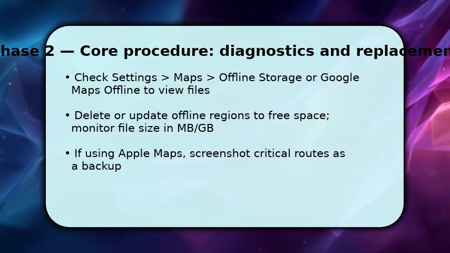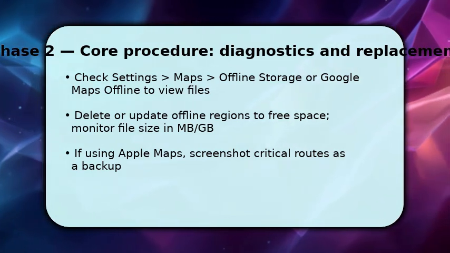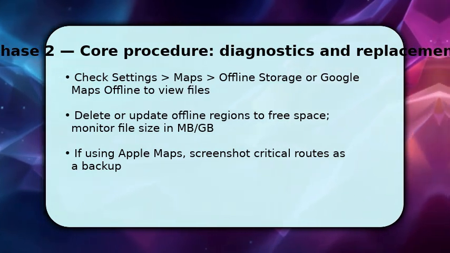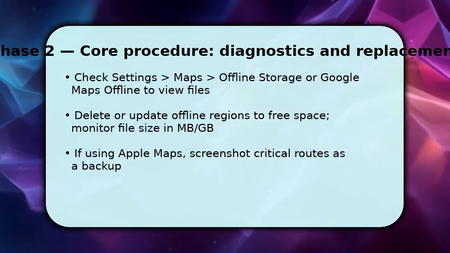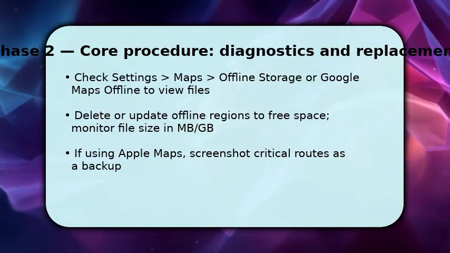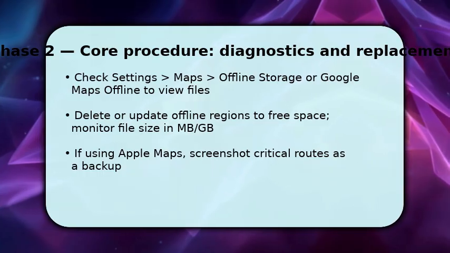Continue by managing the download so it fits your device. Go to Settings within the Maps app and inspect Offline Storage or Offline Maps to see saved regions and sizes in MB or GB. Delete outdated regions or update them to refresh the data. This prevents surprises when you go offline.